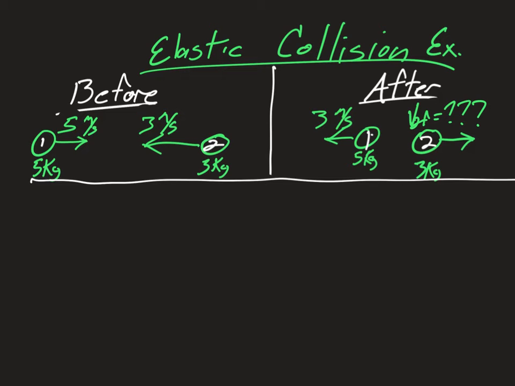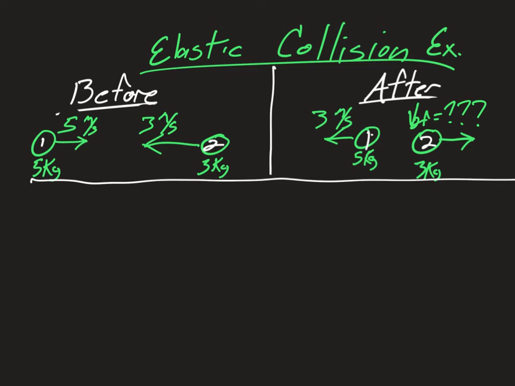But if we see beforehand, we had a 5 kilogram mass moving at 5 meters per second, and it ran into a 3 kilogram object that's moving 3 meters per second in the opposite direction. Notice the arrows right now just signify which direction it's moving, but we'll use positive and negative a little later on.